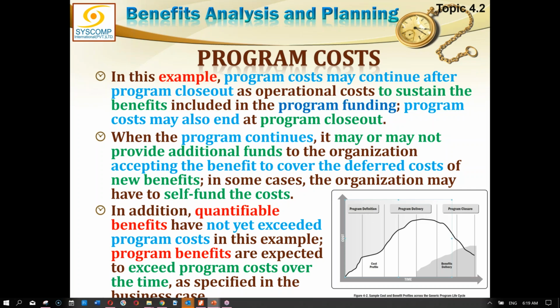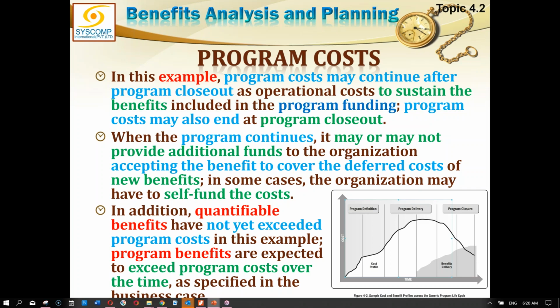So you're saying program cost may continue after program closeout. If the program is closed out, it will no more be called a program cost. After doing the accounting, they will hand it over to the operational cost, to the operating organization, and they will continue spending whatever money is to be spent for reaping those benefits. Program cost will end at program closeout, right?